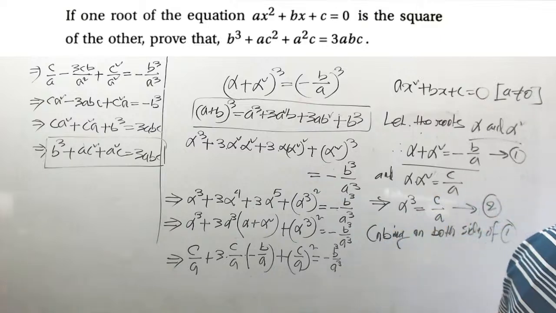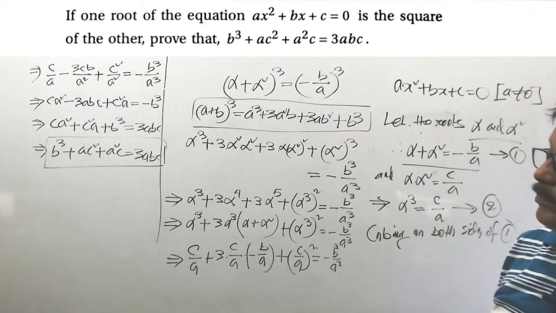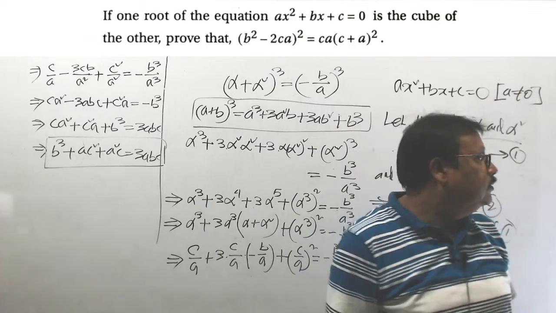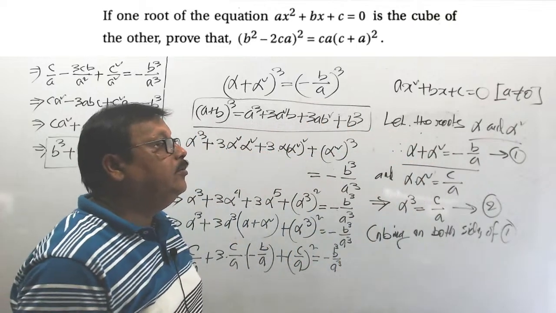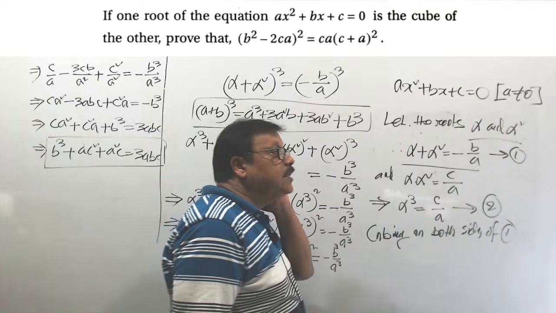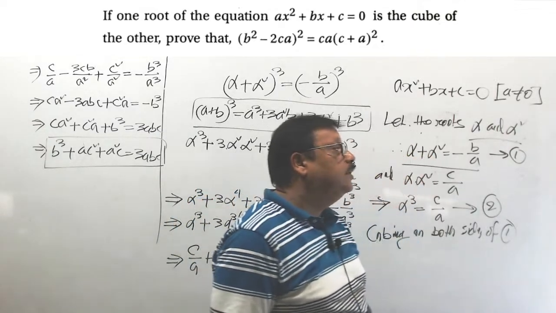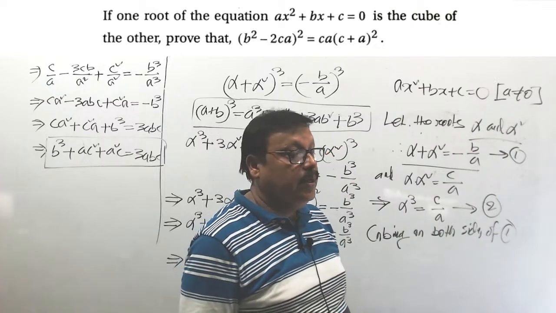Okay, come to the next problem. See, if one root of the equation ax square plus bx plus c equals to 0 is the cube of the other, then prove that this is equal to this. Okay, cube of the other.